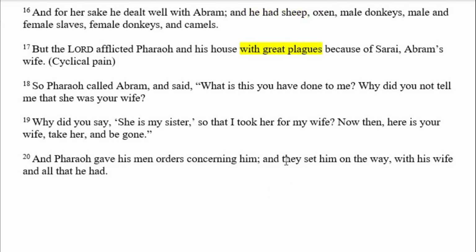What happened? There was no struggle to leave. But the past told you, time to move on. Take all of these things that you've collected. There it is, verse number 20. And Pharaoh in the past gave his men order concerning him. They sent him on the way. You just leave the past behind. Whatever it was, you and your inner self and all that you had. We're taking our life experience and moving on from the past. We didn't struggle. It's an older story.